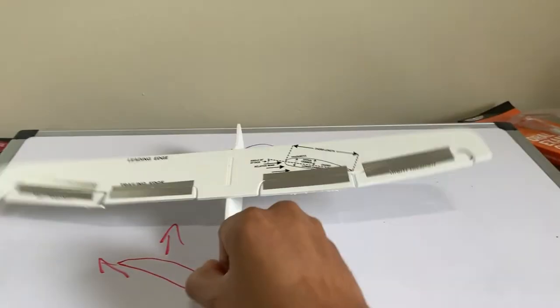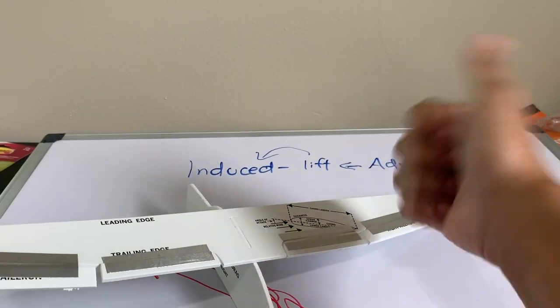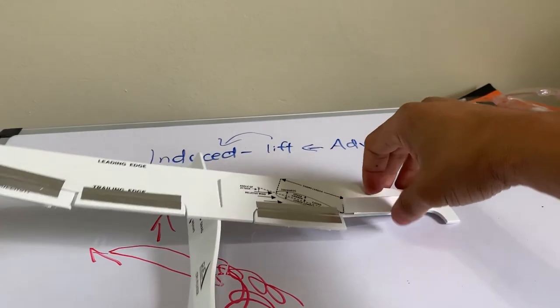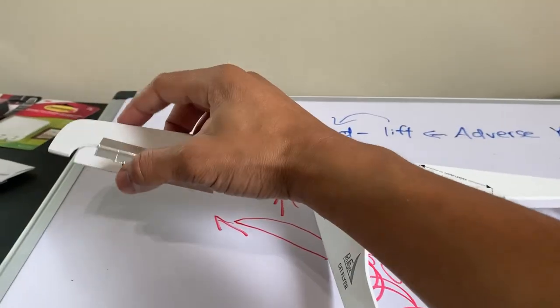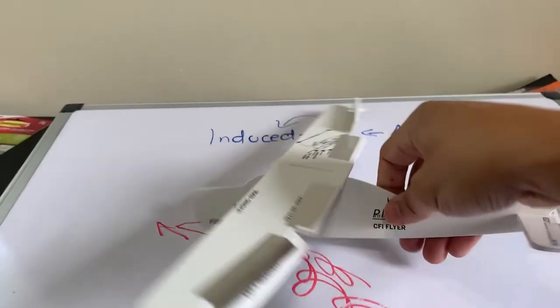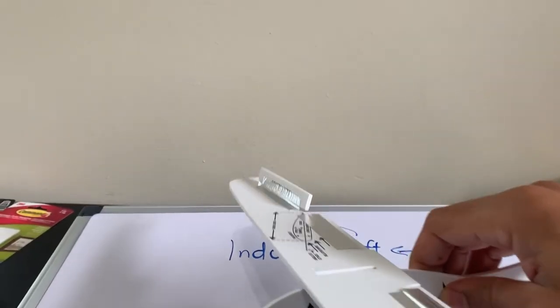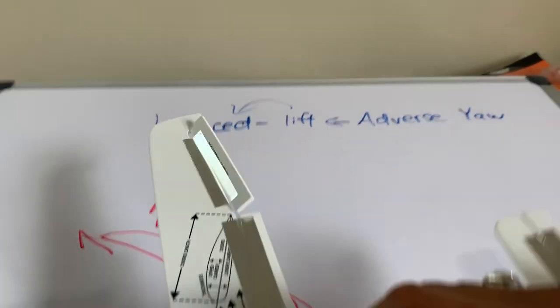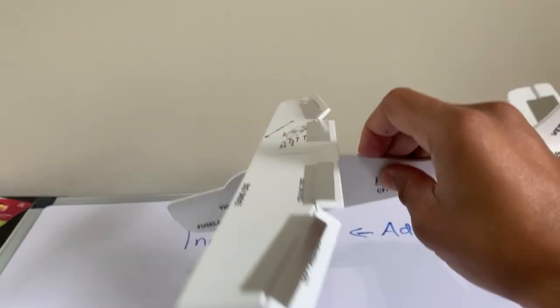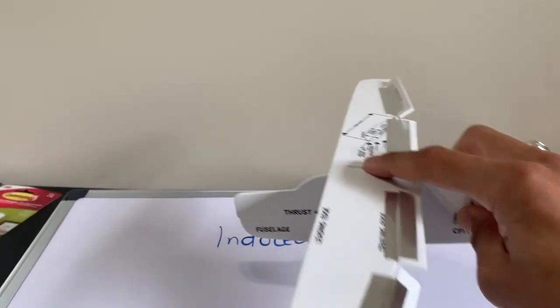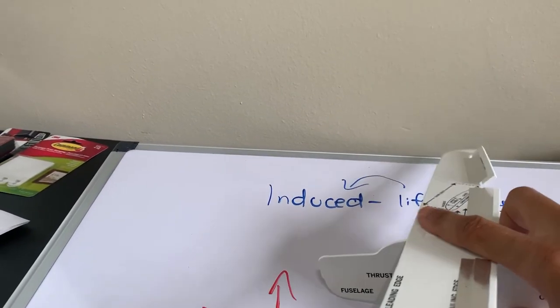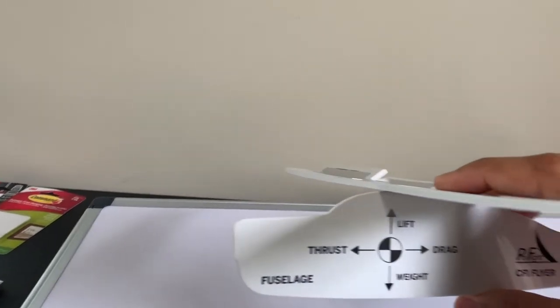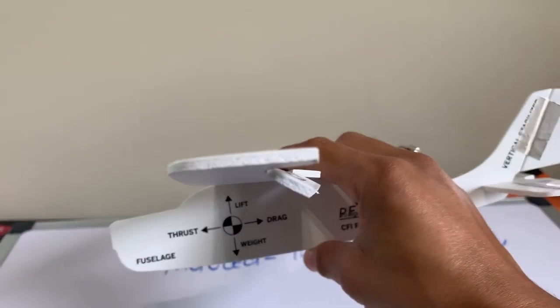We have our airplane here, right? Let's say we want to turn to the right. So I'm going to have this up. I'm trying to do this with one hand, and that is really not realistic at all. There we go. So we have one aileron up, one aileron down.